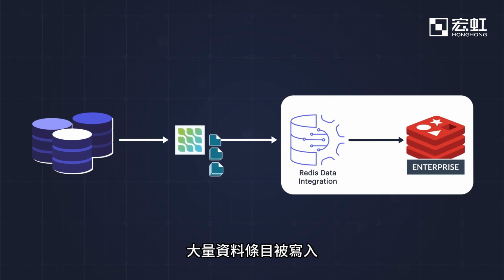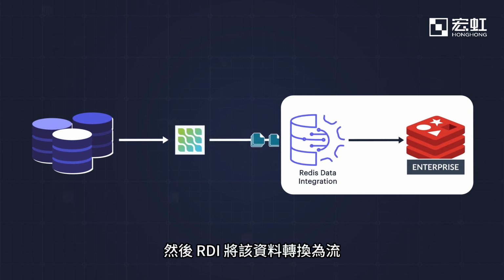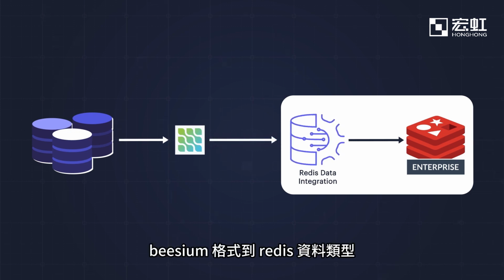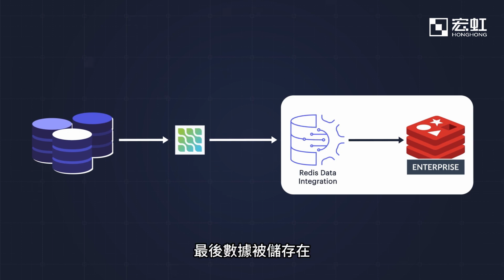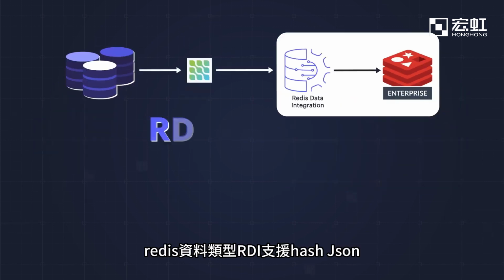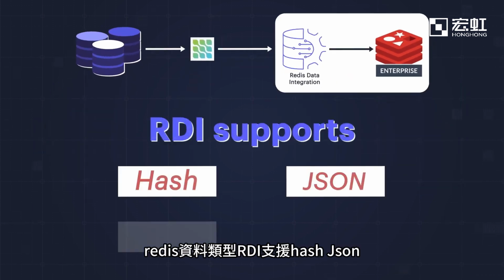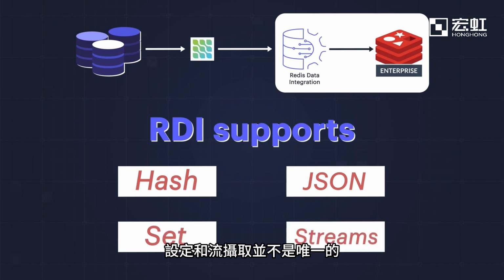Next, batches of data entries are written to streams. Then RDI converts that data from Debezium format to Redis data types. And finally, data is stored in the target Redis database as your preferred Redis data type. RDI supports hash, JSON, set, and streams.